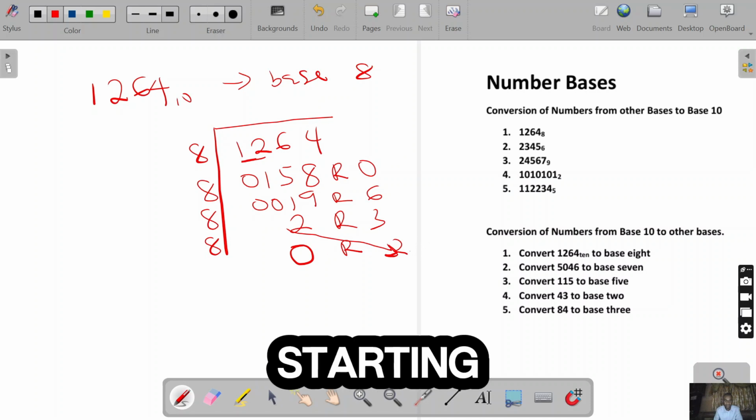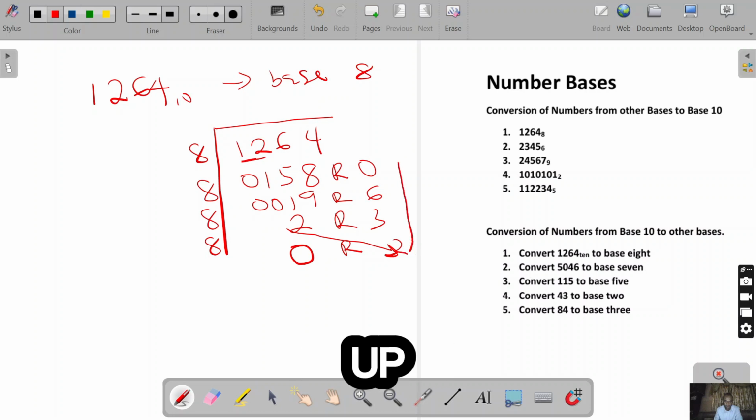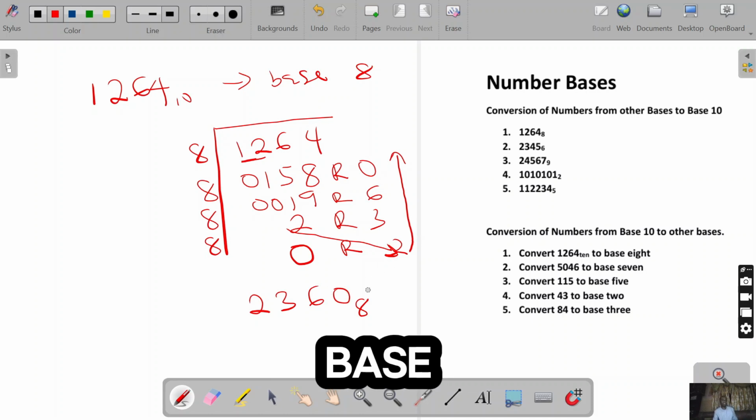So what will be my answer? My answer is starting from down, up. Down, up. So the answer will now be 2360 base 8, because we are now working in base 8. 2360 is different from 2360 base 8.